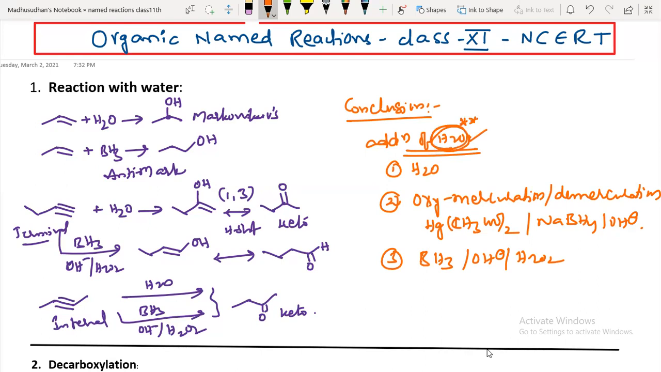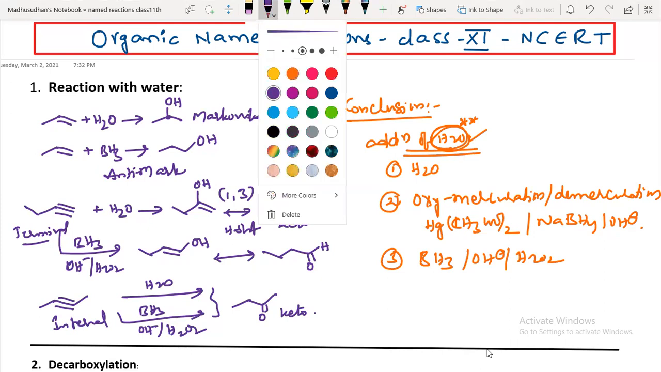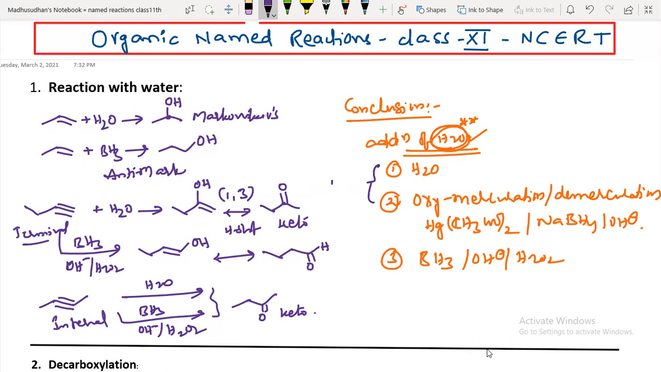Remember this. The first two will follow Markovnikov addition, and the last one will follow anti-Markovnikov addition. Another important point in this: if it is a terminal alkyne, addition of water gives ketone, and addition of BH3 gives us aldehyde. Remember. If it is an internal alkyne, whether it is addition of water or diborane addition, you always get a ketone as the major product.